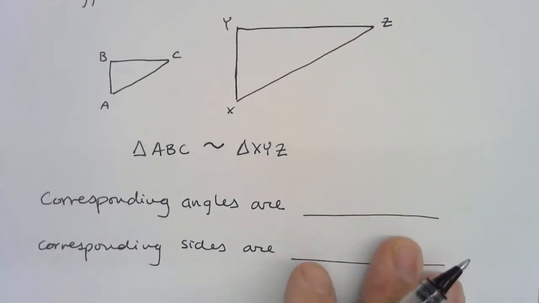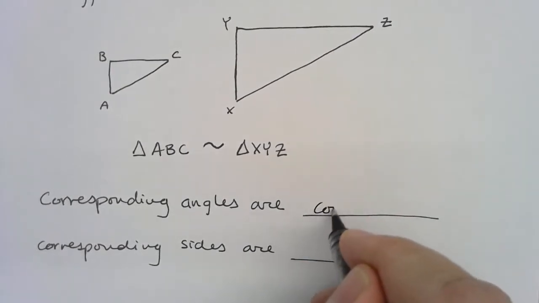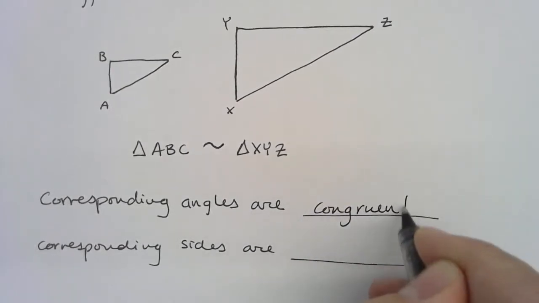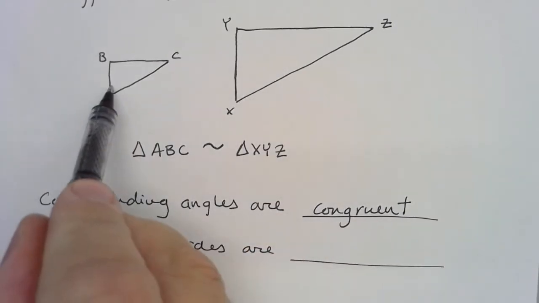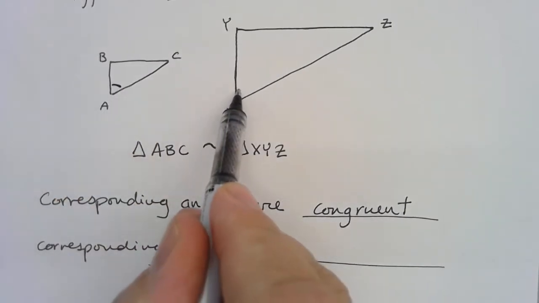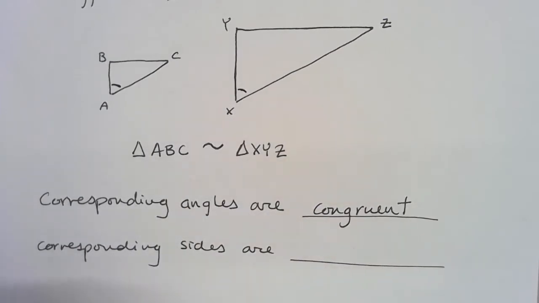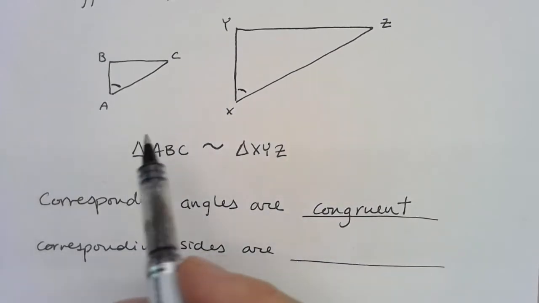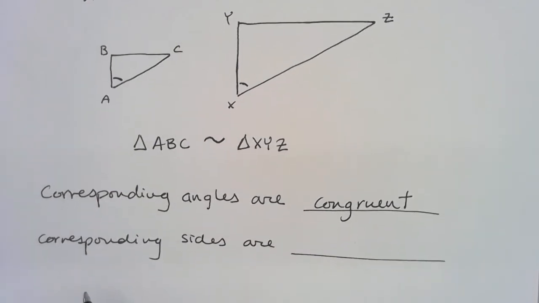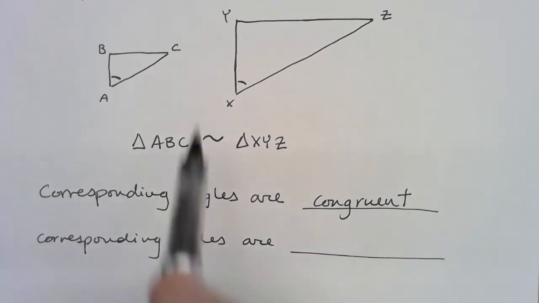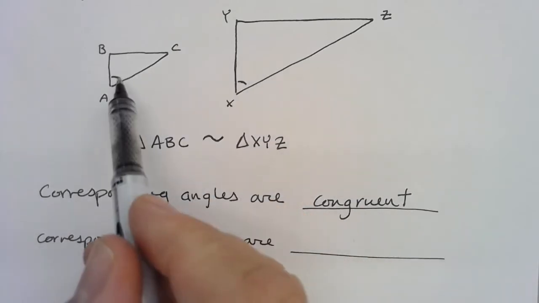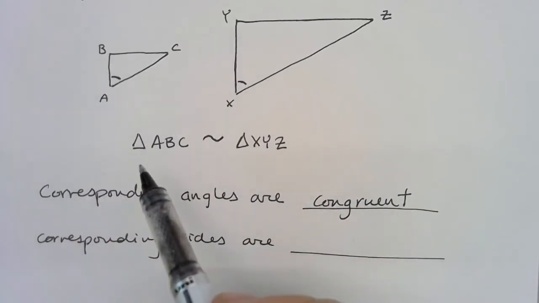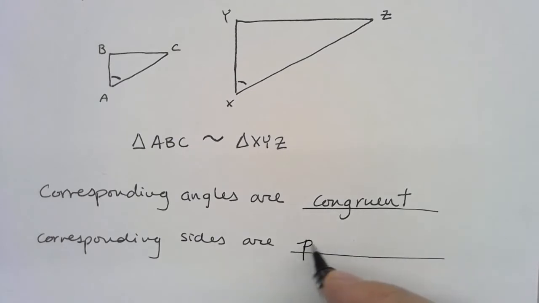When we have similar figures, corresponding angles are congruent. They have exactly the same measure. However many degrees this angle is here, this angle which corresponds with it will have to be exactly the same. If the angles were different, they wouldn't have the same shape. But corresponding sides, unlike with congruent figures, don't have to be the same length. AB is not the same as XY. The word here is corresponding sides are proportional. And I want to show you on the next piece of paper what I mean by that, how we're going to work with that, what that means.